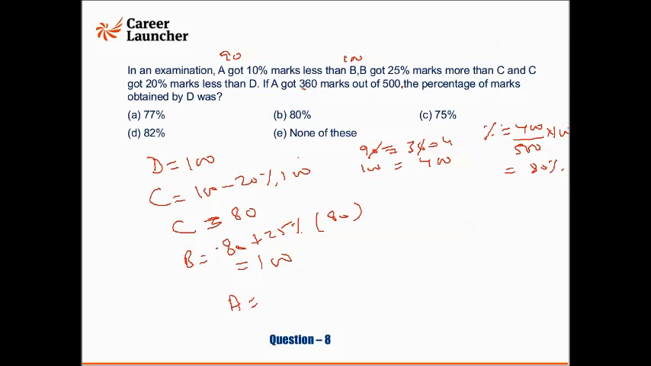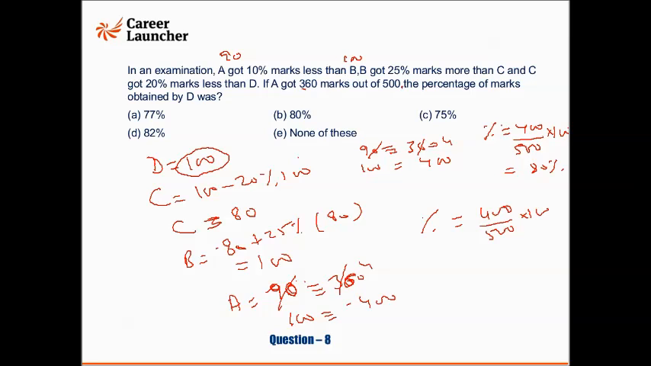A got 10% marks less than B. That is 90. You can directly write it down. So A got 360 marks. So this 90 is actually equivalent to 360. Correct. So this is a multiple of 4. 360 is a multiple of 4. So that is equivalent to 4. So these marks are 100. So the 100 value will be 400. Correct. So the percentage will be 400 out of 500 into 100. That is equal to 80%.